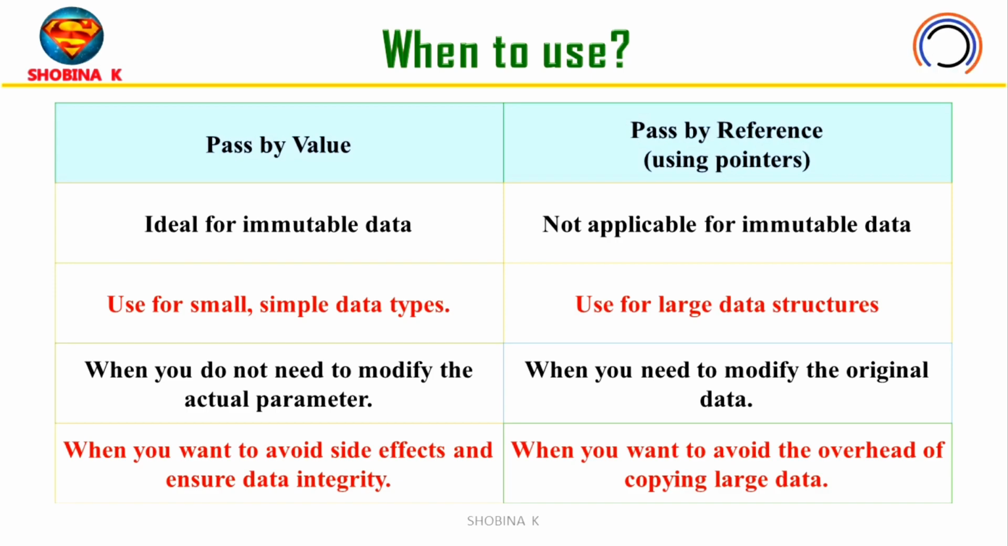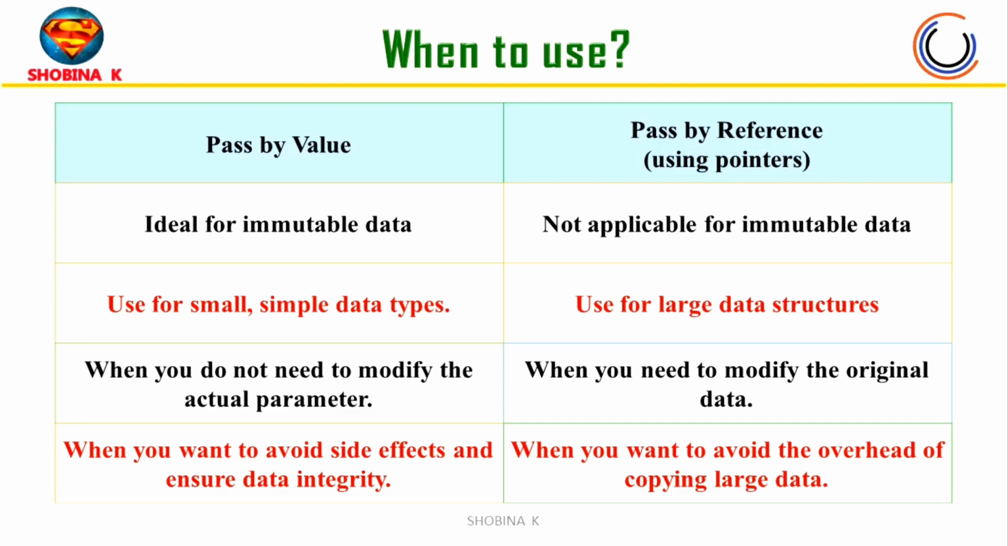Pass by value is ideal for immutable data. That is, data that cannot be changed after it has been created. So it ensures the data remains consistent and prevents side effects that alter the data. So you can use pass by value when you want to avoid side effects and ensure data integrity. Whereas pass by reference is not applicable since the data does not need to be modified.